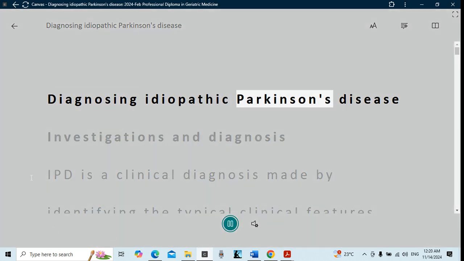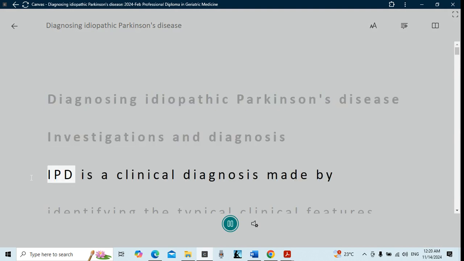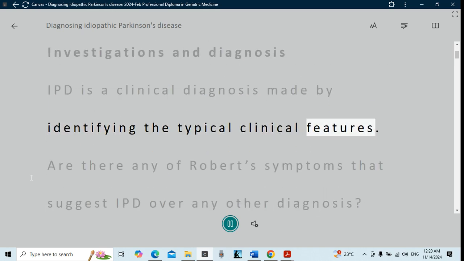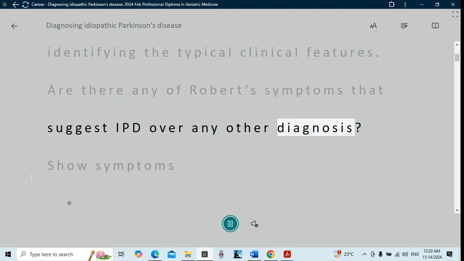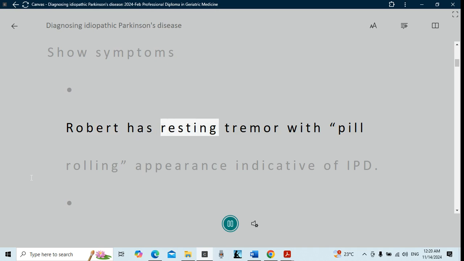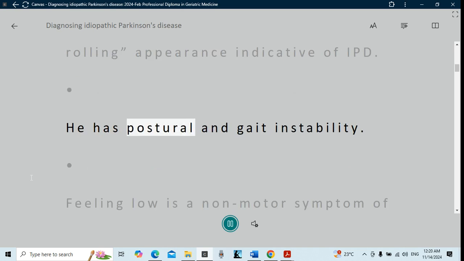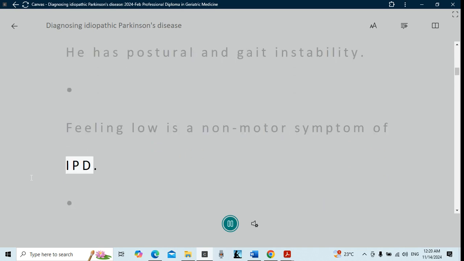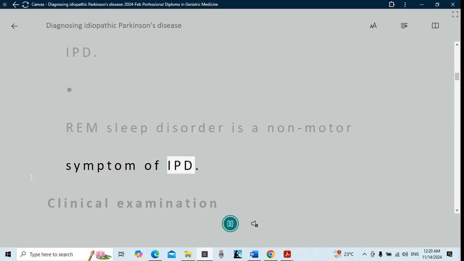Diagnosing idiopathic Parkinson's disease. Investigations and diagnosis. IPD is a clinical diagnosis made by identifying the typical clinical features. Are there any of Robert's symptoms that suggest IPD over any other diagnosis? Robert has resting tremor with pill-rolling appearance indicative of IPD. He has postural and gait instability. Feeling low is a non-motor symptom of IPD. REM sleep disorder is a non-motor symptom of IPD.